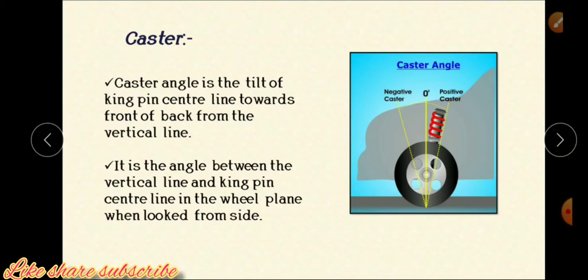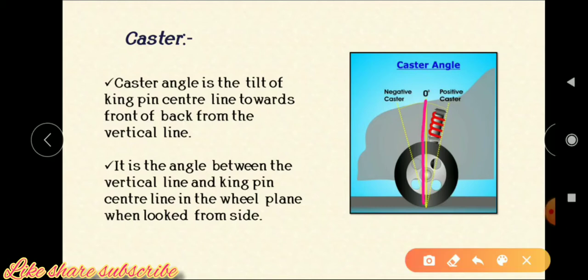So you can see in the figure, the figure shows the wheel and, from the vertical line, the inclination towards the driver side is a positive caster, and when it is the outward side, away from the driver, that is called a negative caster.